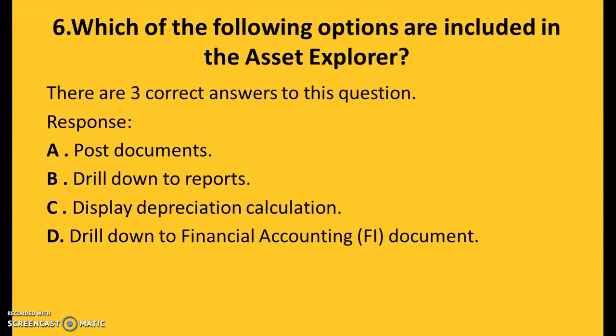Which of the following options are included in the Asset Explorer? There are three correct answers for this: post documents, drill down to reports, display depreciation calculations, drill down to financial accounting document. Put down your answer on the paper. Now the answers are B, C, and D. Drill down to reports, display depreciation calculations, drill down to financial accounting document.